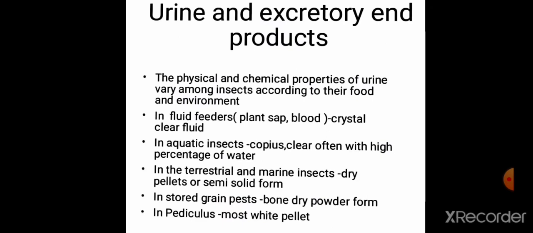Urine and excretory end products. The physical and chemical properties of urine vary among insects according to their food and environment. In fluid feeders, that is plant sap or blood, urine appears as a crystal clear fluid. In aquatic insects, urine is copious and clear. The percentage of water is often higher. In the terrestrial and marine insects, urine is excreted in dry pellets or semi-solid form. In stored grain pests, it may occur in bone dry powder form. Pediculus discharges a moist white pellet.